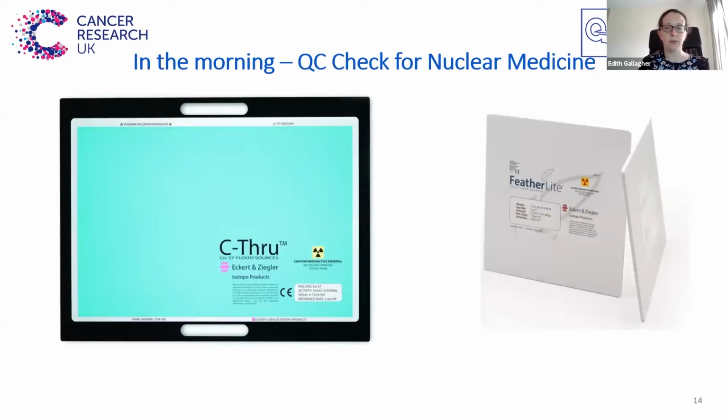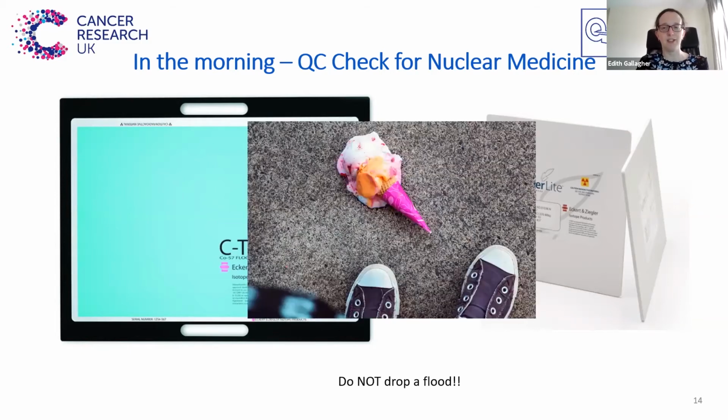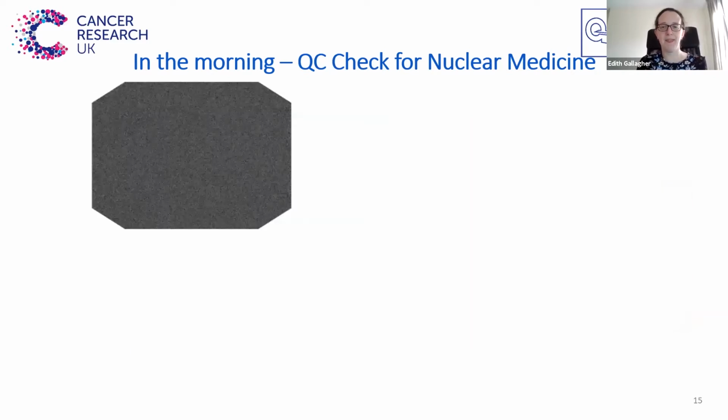The gamma camera will have a daily flood performed, it's called. The flood is made up of a uniform sheet of cobalt-57 in a hard plastic covering with no blemishes or bubbles in it. This means that if there is anything odd on the image, it is something going on with the camera. You must be really careful not to drop a flood, as you don't want to do any damage to it or the cobalt to leak out.